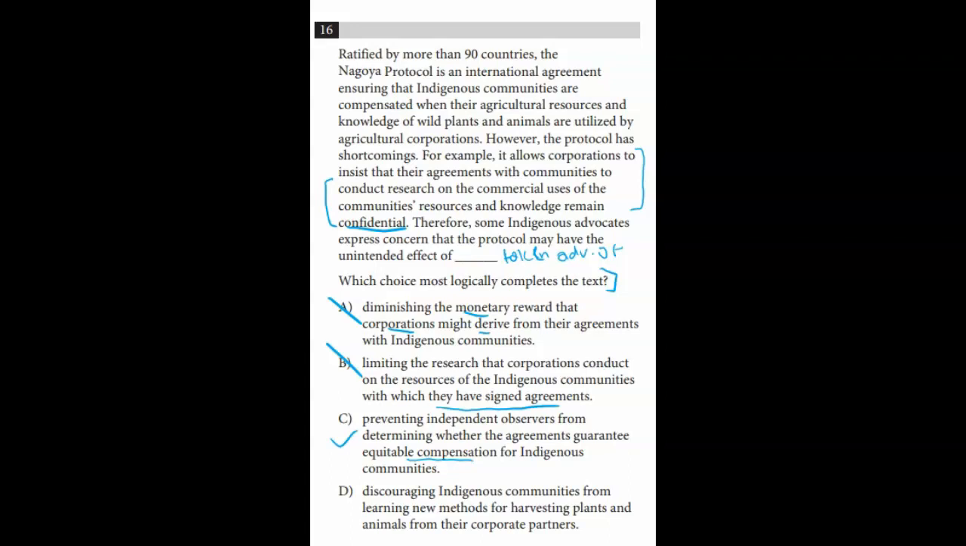And then you got D, discouraging indigenous communities from learning new methods. Because if they're getting paid for their methods, wouldn't they want to learn more methods? So D is just not right. So C is going to be the correct answer for 16.